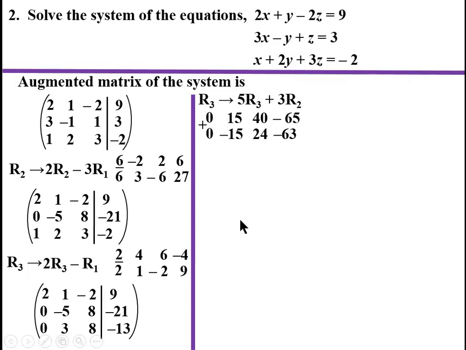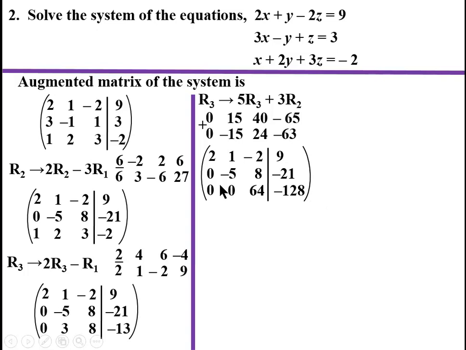So our first row is maintained, the second row is also maintained, and the third row now will be the result from this operation. 0 plus 0 gives 0. 15 plus negative 15 gives 0. 40 plus 24 gives 64. And negative 65 plus negative 63 will give us negative 128.